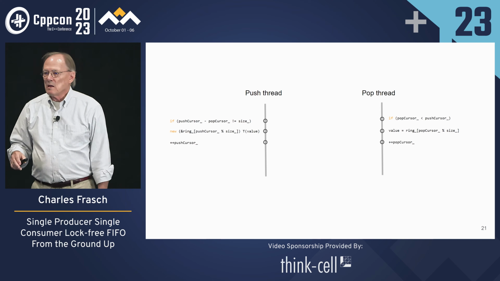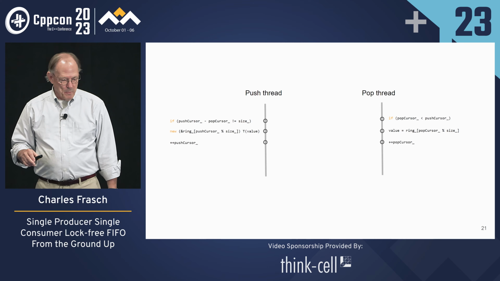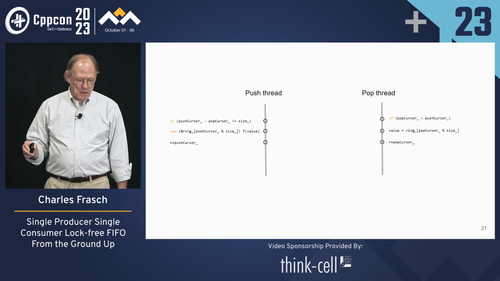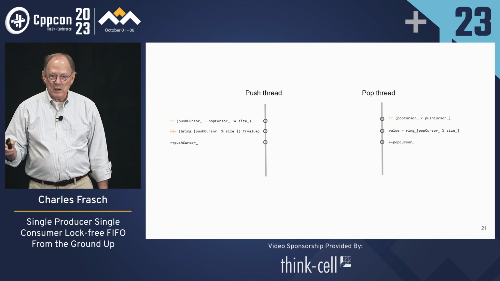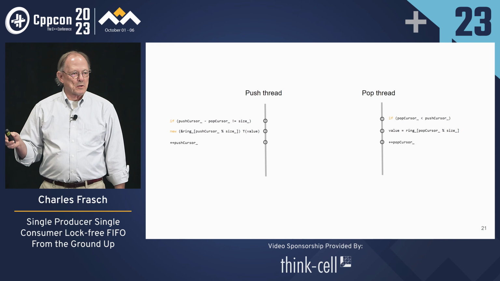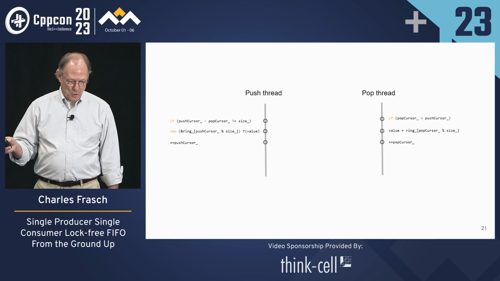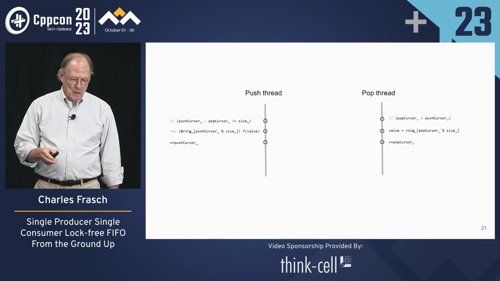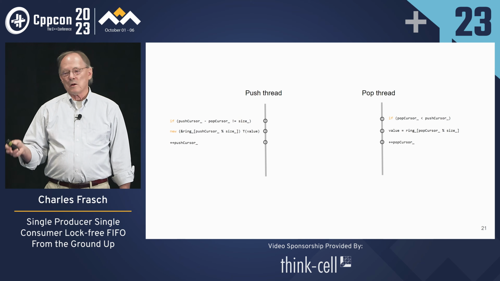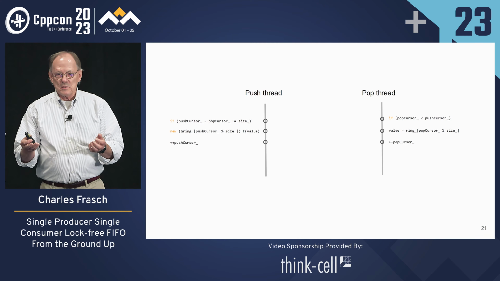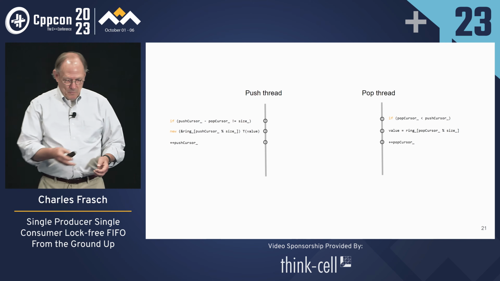So on the left-hand side is the push, the right-hand side is the pop. Starting at the top, we load the pop cursor, that's okay, and we load the push cursor, that's okay, because the only place the push cursor is stored is in the push thread. But the pop cursor is stored in the pop thread and loaded in the push thread, and so those are conflicting evaluations, and so that's a data race.